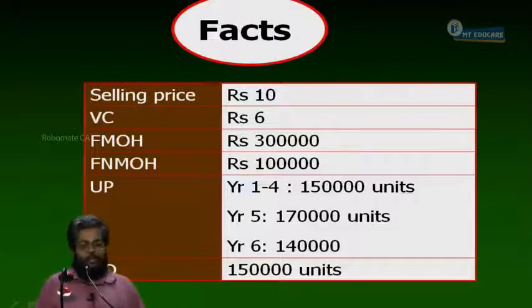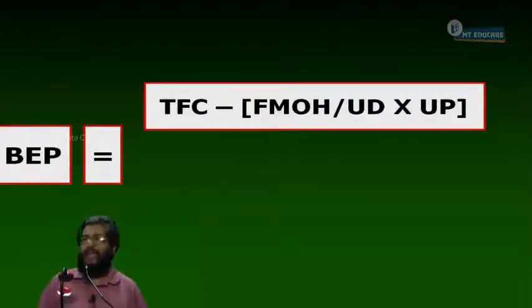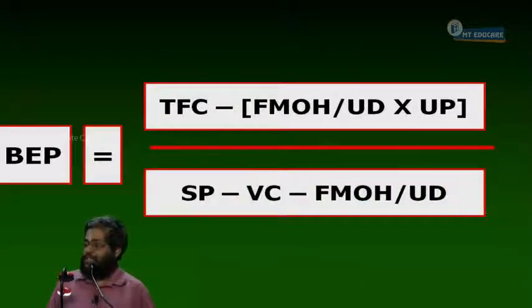I will put a formula and then discuss the logic of the aforesaid formula before we go and solve this particular problem. Can I start with the formula or not? BEP is equal to TFC minus FMOH by UD into UP divided by SP minus VC minus FMOH divided by UD.